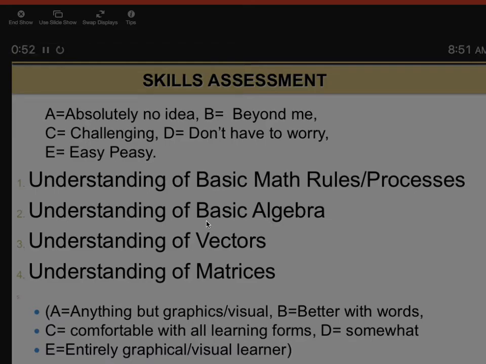So the first question is understanding basic math rules on the A through E, where A is anything but graphic visual, B is better with words. So this is answering just for A. We're not yet to matrices. We're going to do 4 of these. This was a bad idea. I did this last year and I forgot to change it back. So we're just dealing with basic math. We got 27. I have no idea how many total people there are going to be today.